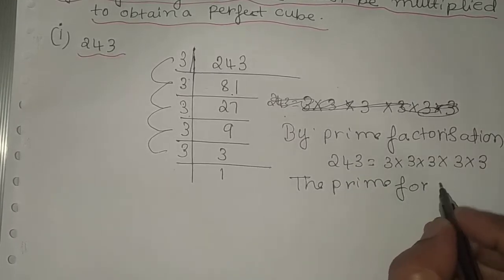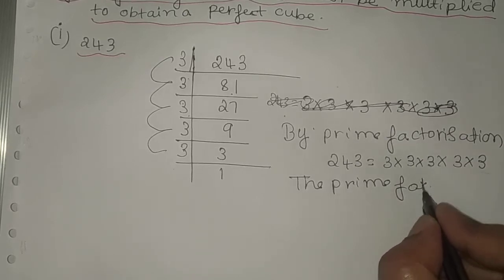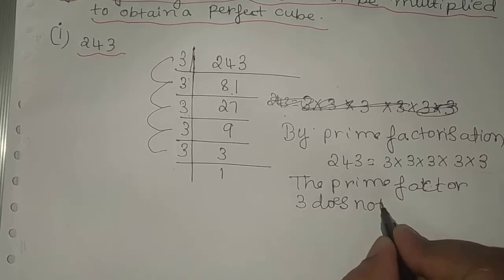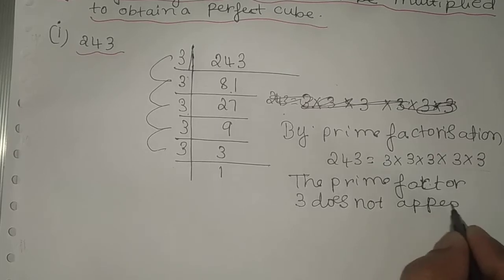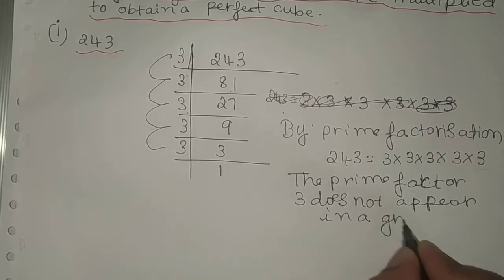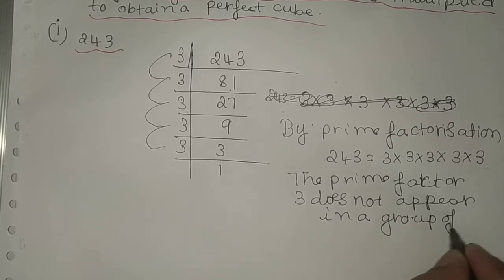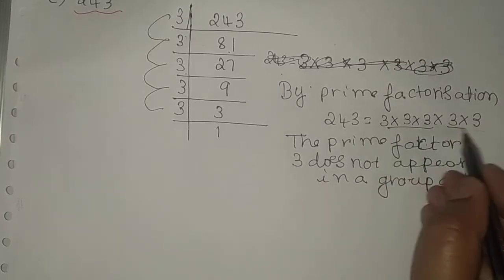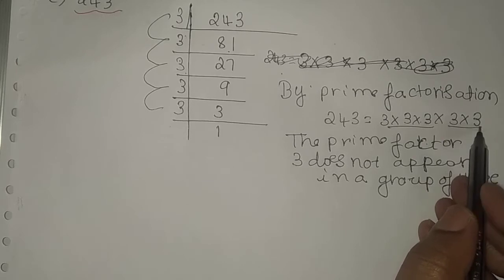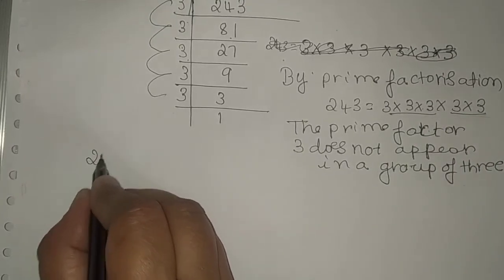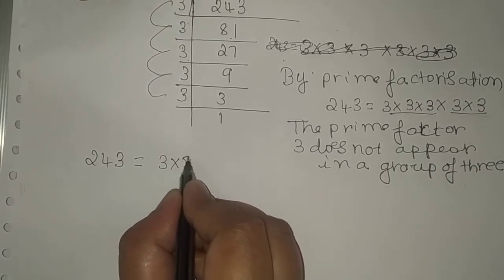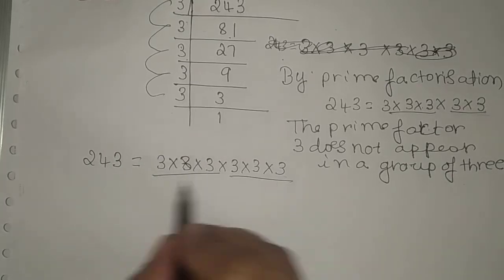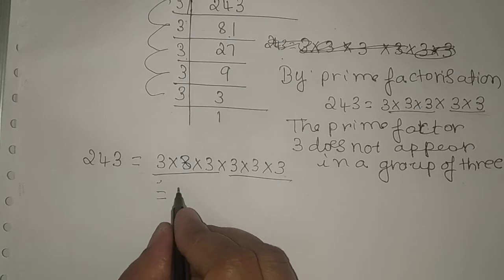So if we group, there is only one group and one 3 is missing. So prime factor 3 does not appear in a group of 3. See here we have 3 plus 2, so this is one group and 2 are left out here. So for this, what we should include: again write down 243 is equal to all the 3's, we have 5 3's here into 3. Again one more 3 we have to include.